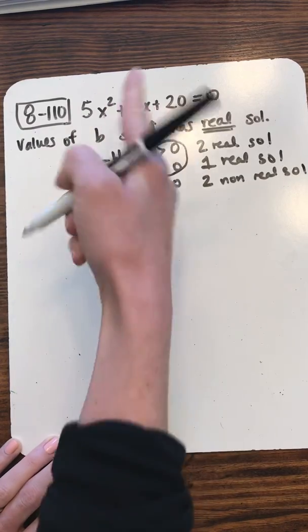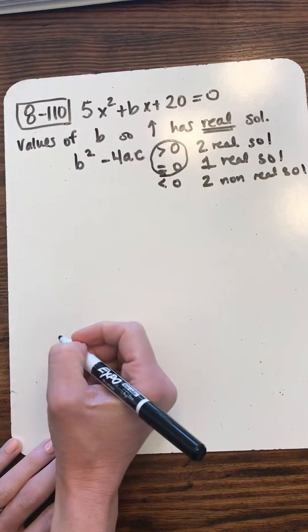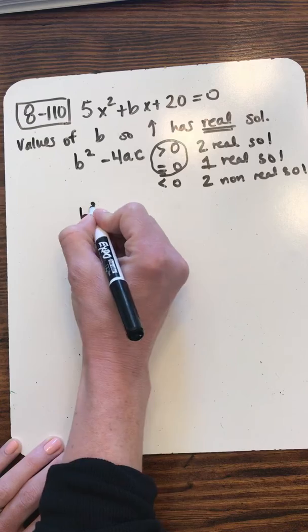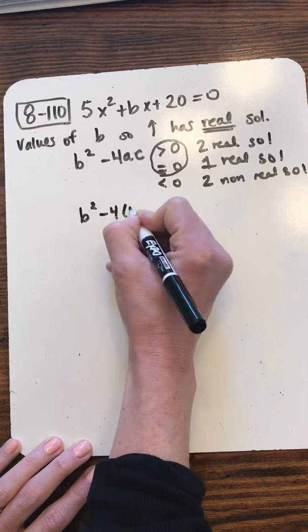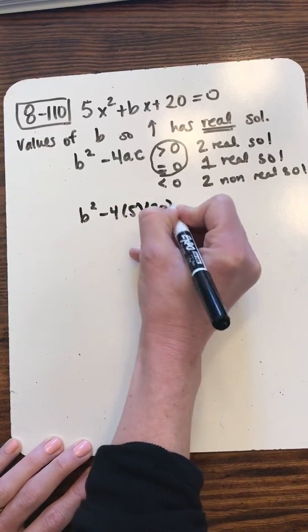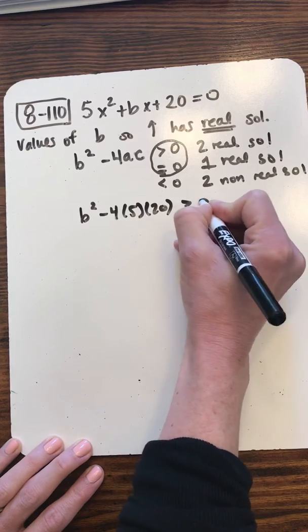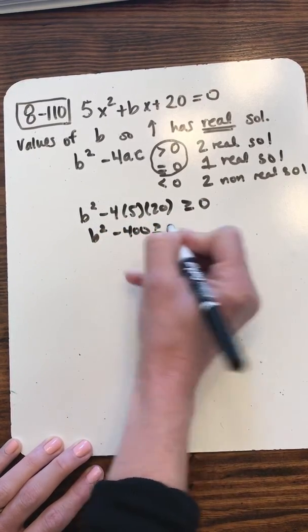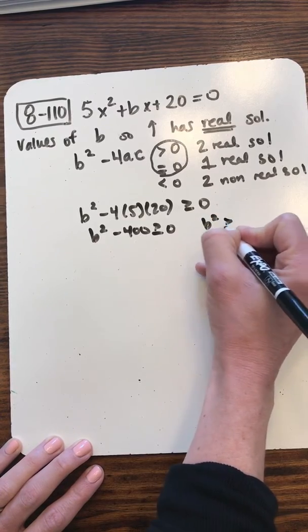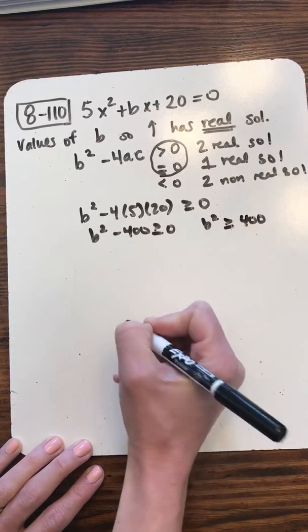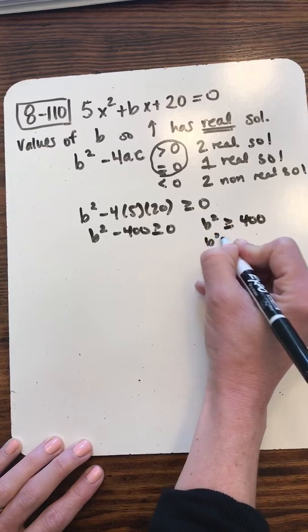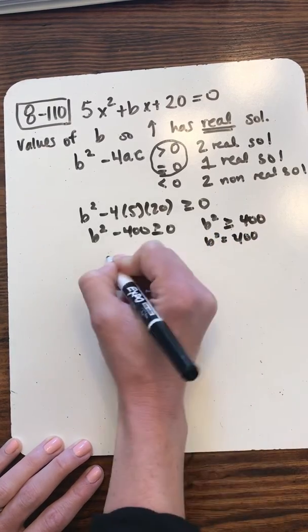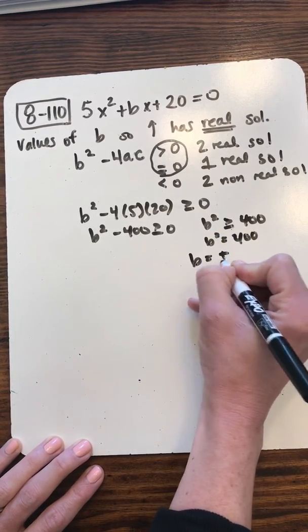So let's set that discriminant greater than or equal to 0 using this equation. So b squared minus 4 times 5 times 20 has to be greater than or equal to 0. b squared minus 400 is greater than or equal to 0. So that means b squared is greater than or equal to 400. So when we solve this, if b squared equaled 400, we know b equals plus or minus 20.